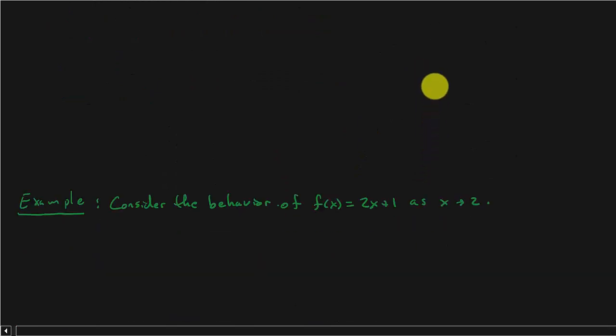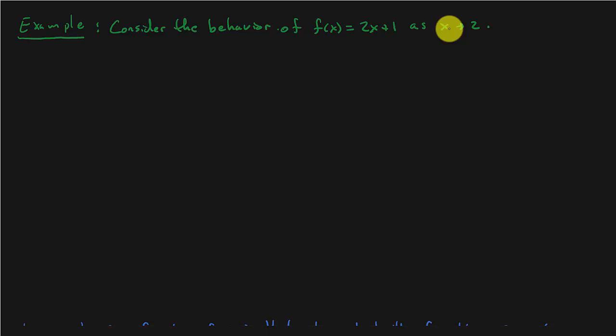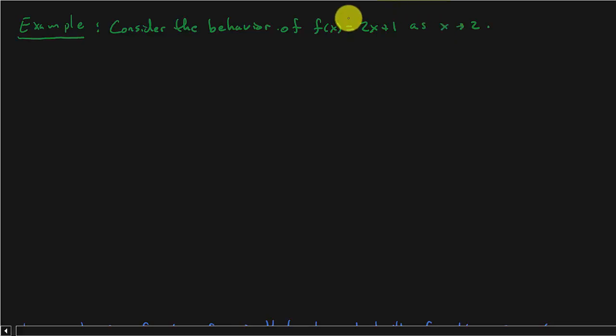All right. So let's look at this. It says, consider the behavior of f of x equals 2x plus 1 as x... Now, what does this arrow mean here? Well, as x approaches 2. Okay? As x approaches 2, they want to know, what are the y values doing? As the x values get closer to 2, what are the y values getting closer and closer to?